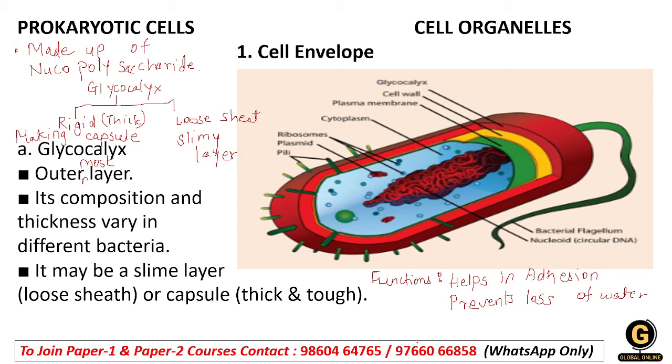And next, what else does glycocalyx do? It gives protection from the host immune system. So what is its work? There are 3 functions, students. Remember, it helps in adhesion, it prevents loss of water, and it gives protection. So this was all about the glycocalyx. Now let's see the cell wall.